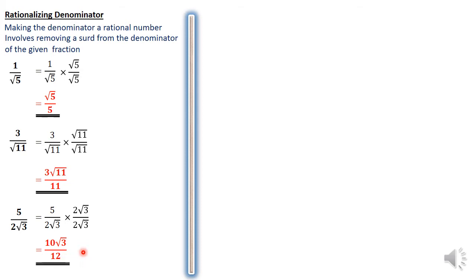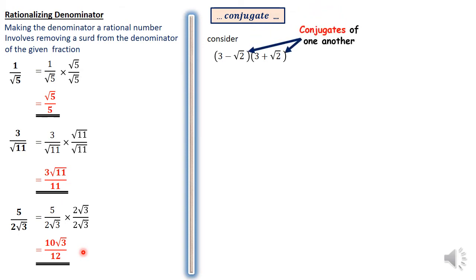Turning on to the use of a conjugate, I need to say the following. Consider the expression 3 minus root 2 times 3 plus root 2. Now, the 3 minus root 2, that is the first bracket, and 3 plus root 2, the other bracket, are normally conjugates of one another. And if they are multiplied together, they would reduce to a difference of 2 squares. And we have done this sort of a question in a previous lesson.